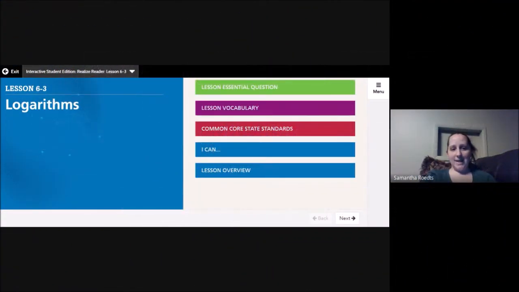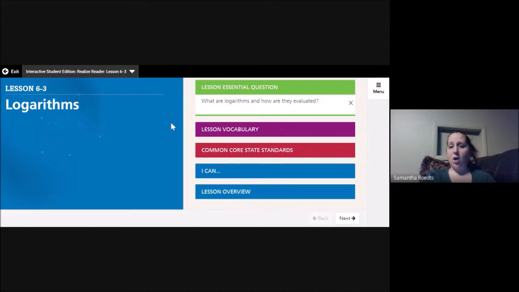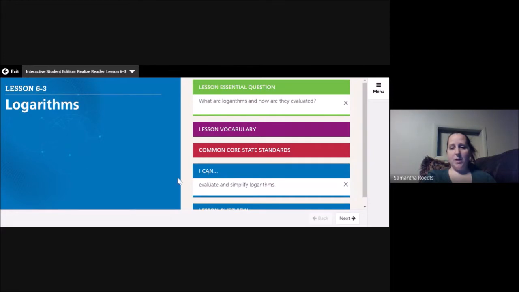All right, this is Unit 6, Lesson 3, Logarithms. So our lesson essential question is, what are logarithms and how are they evaluated? At the end of this lesson, we'll be able to evaluate and simplify logarithms.